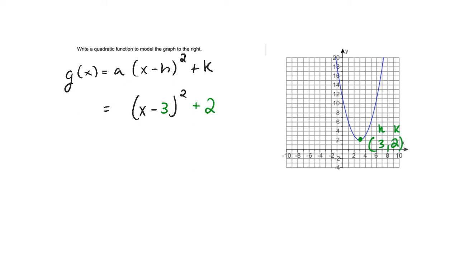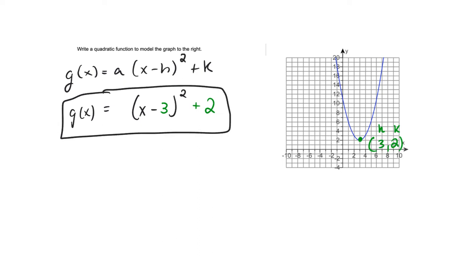And now you could test for your a value, but hopefully you'll notice your next point is up 1 to the right 1, which means there's no vertical stretch or compression. That's our normal x squared. We just moved the vertex. And if you went to the right 2, it should be up 4, which it is. So that would be your function right here. There would be no a value because there's no stretch or compression or reflection over the x-axis. So that would be your answer.